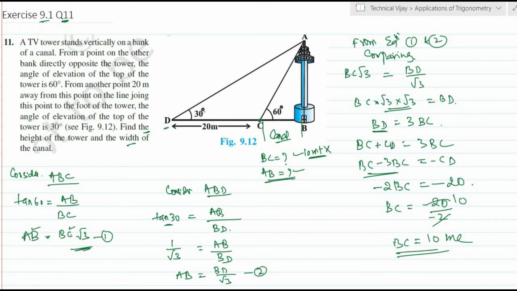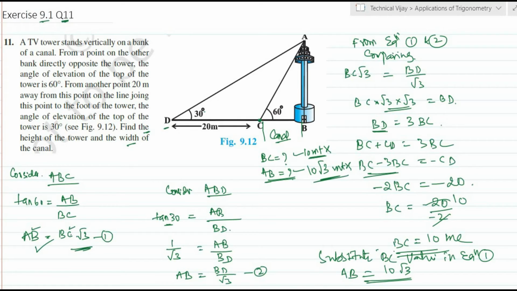So now how to calculate AB? Substitute the BC value in equation 1. So AB is equal to, that's what we wanted, the height of the tower. AB is equal to BC, which is 10, times root 3. So AB is equal to 10 root 3 meters. So this is 10 root 3 meters and this is 10 meters. Okay, we'll go for the next one.